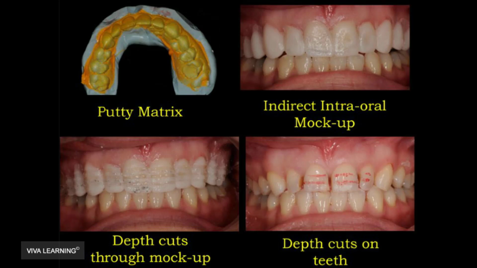So we've depth cut here, we've marked those, here we've marked it with red pen, and when we remove the material, we know exactly where we need to prepare the teeth and where we don't need much facial reduction. It really helps us not over-reducing or under-reducing teeth.